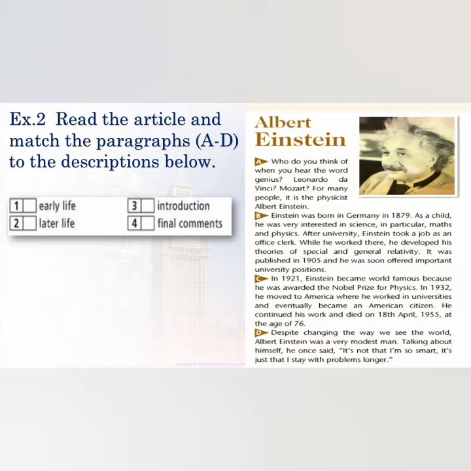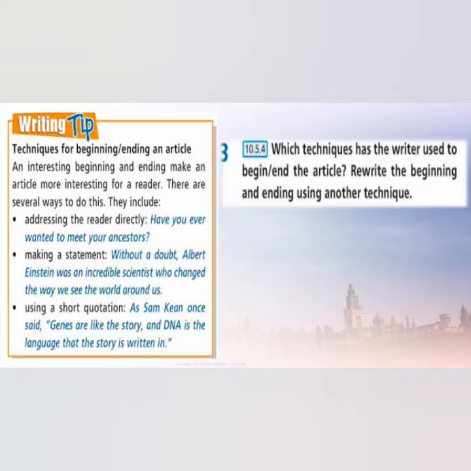Have you finished? Let's continue. Ways of beginning and ending an article. An interesting beginning and ending make an article more interesting for the reader. There are several ways to do this. They include addressing the reader directly: Have you ever wanted to meet your ancestors?